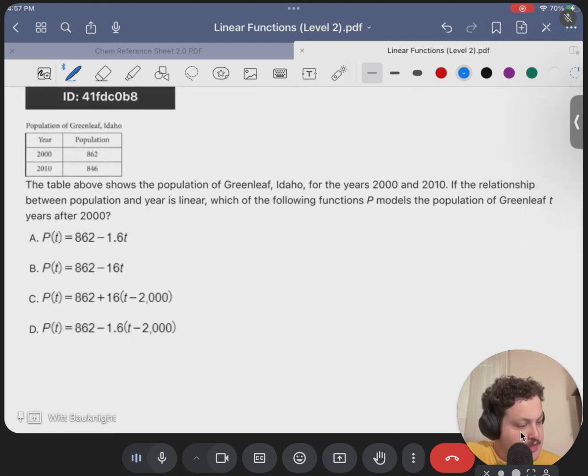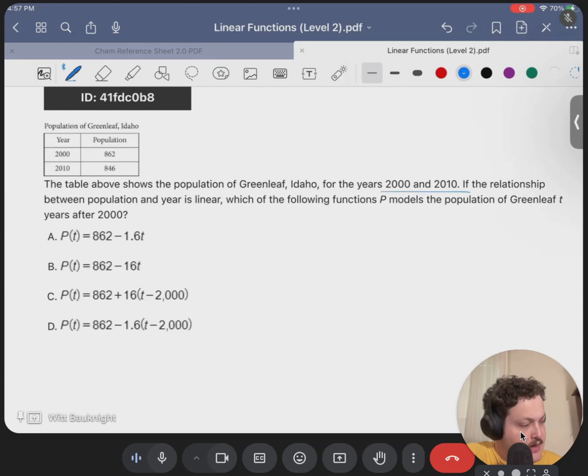Table shows the population of Greenleaf, Idaho from these years. If the relationship between population is linear, so it's a linear function, which of the following models the population with years after 2000. So this is year 0. So that's the y-intercept. That doesn't help us. All these have y-intercepts. All right. So the population's going down. All right, let's see.